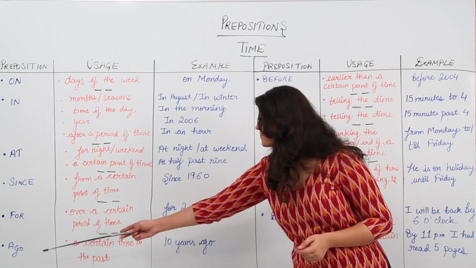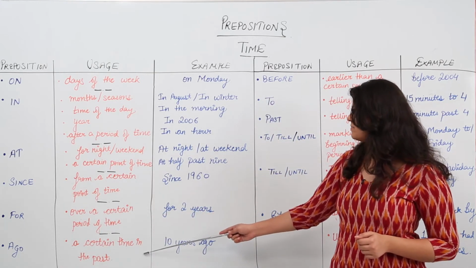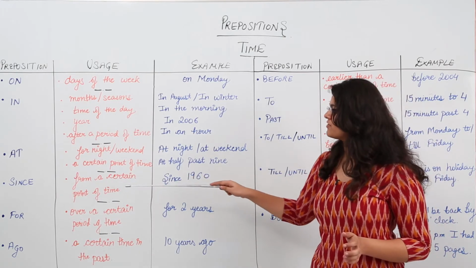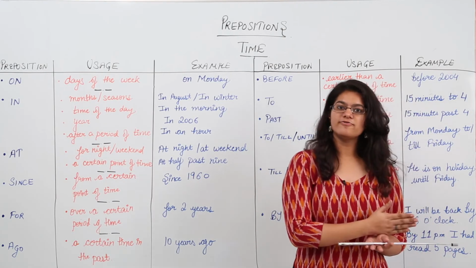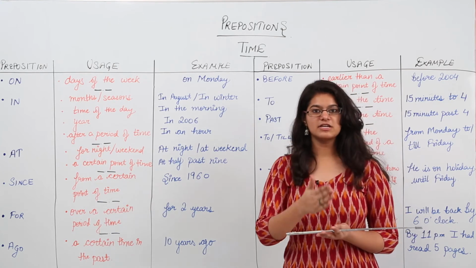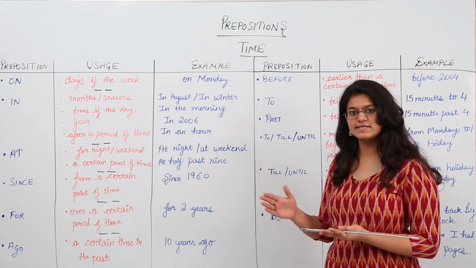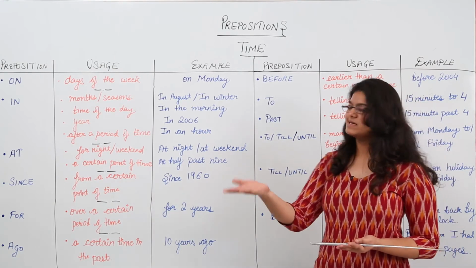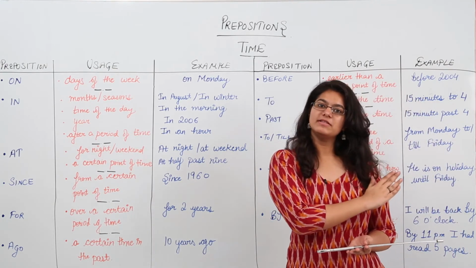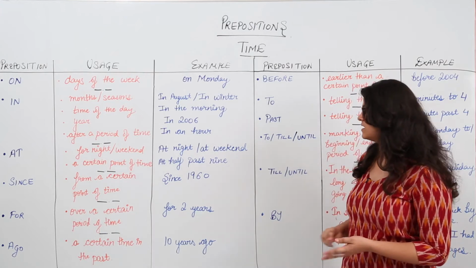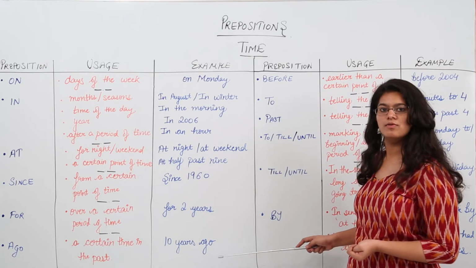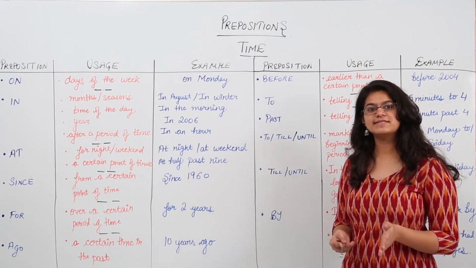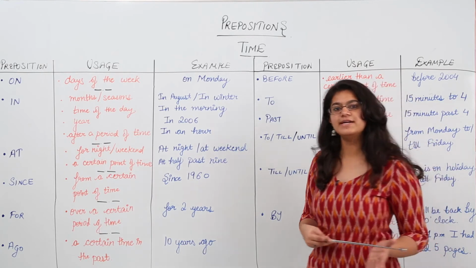Next, ago. Ago, a certain time in the past. So see, since is from a certain point of time in the past, some point of the time in the past, and the thing is still continuing. So then you will use since 1960. While ago is something that has already happened in the past, at some point in the past. So 10 years ago, right? 10 years ago my nephew was born. So this thing happened 10 years ago, right?